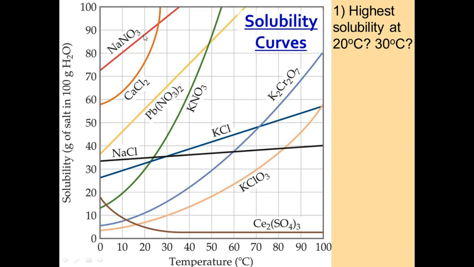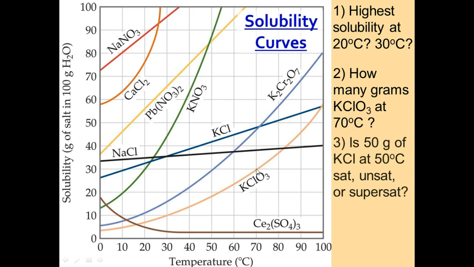So what is the highest solubility at 30 degrees Celsius? So 30 is right here, so we go up all the way. And this orange line is all the way up here, so it's even off the chart. So CaCl2 has a high solubility at that point. How many grams of KClO3 can be dissolved at 70 degrees Celsius? So KClO3 is right here, 70 degrees Celsius right here. So at about 70 degrees Celsius, maybe 30 grams should dissolve to be saturated.